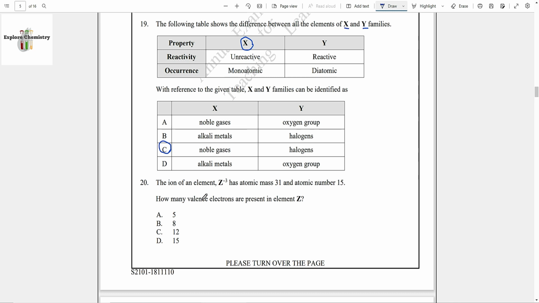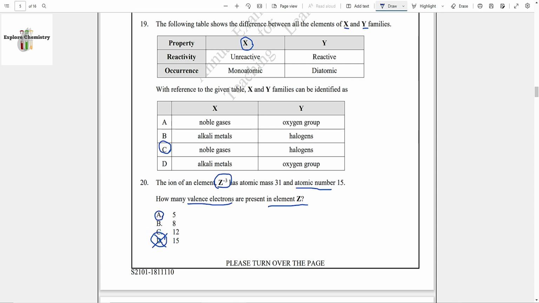Number 20, the ion of an element Z-3 has atomic mass 31 and atomic number 15. How many valence electrons are present in element Z? Number of electrons is represented by the atomic number. It should be 15, but this has converted into Z-3 charged ion, meaning it has gained 3 electrons. But they are asking about element Z, not the ion. So in element Z, 15 electrons are present. Sorry, not 15 electrons, they are asking you valence electrons. So valence electrons will be 5.